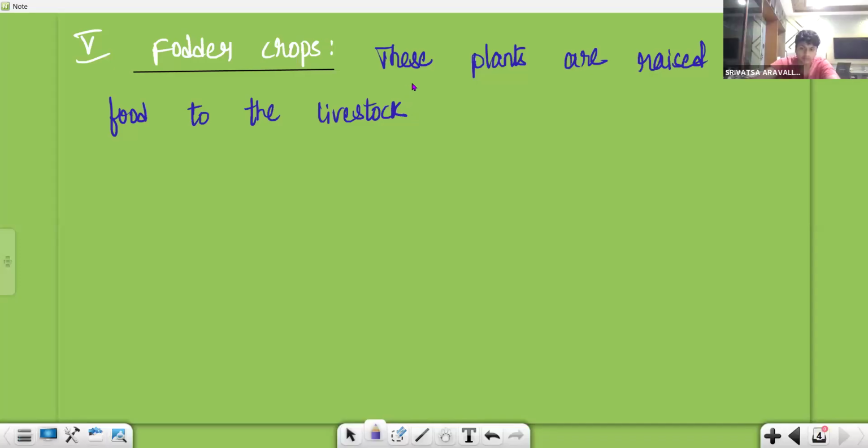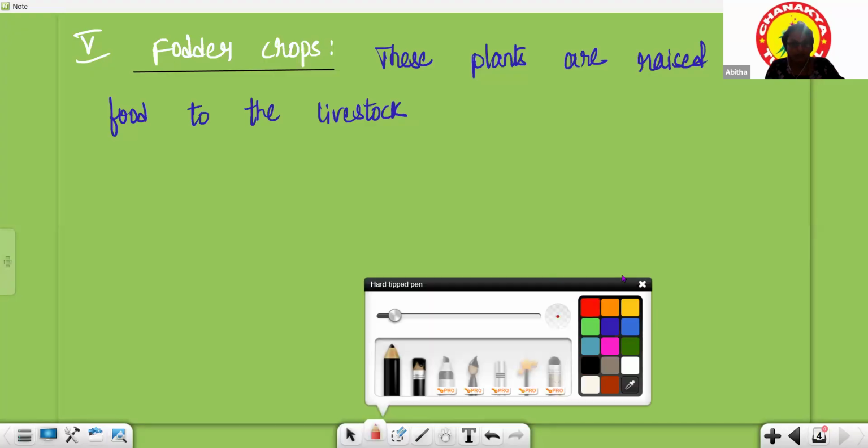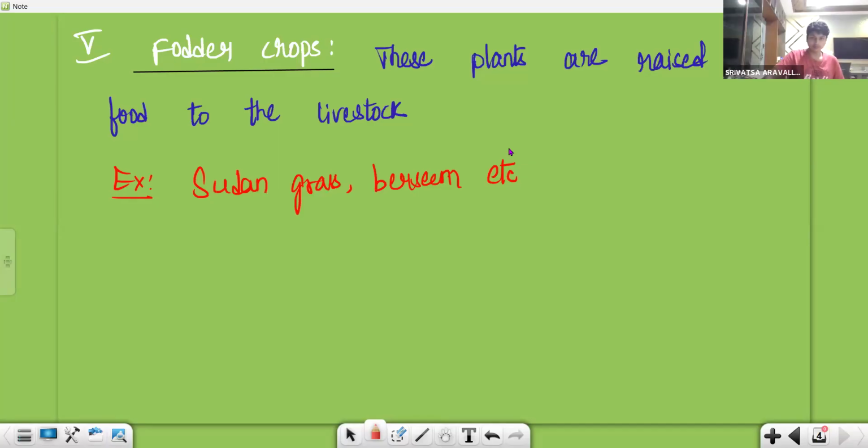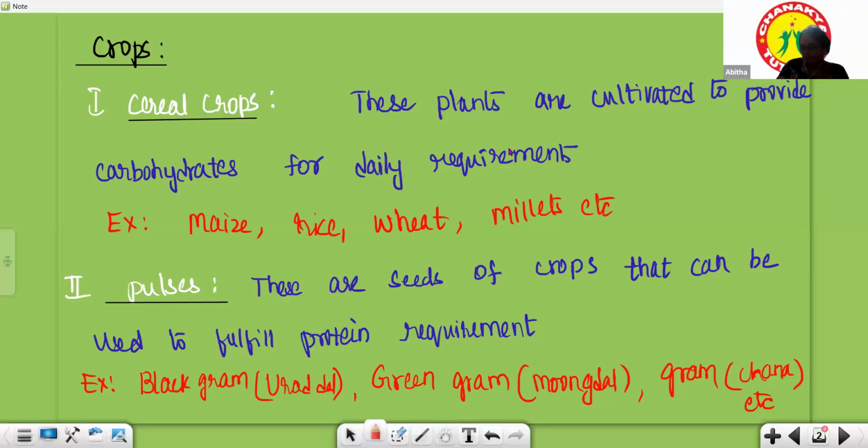Examples we can discuss are grass: Sudan grass, berseem, etc. These are fodder crops which are used to feed the livestock. Clear? Please read what types of crops we learned. Read all, Srivatsa, and explain what you understand.